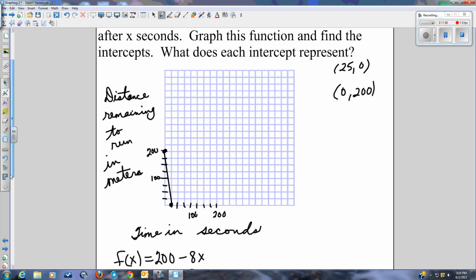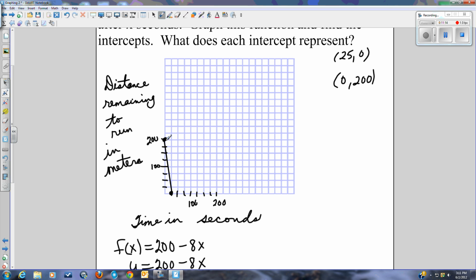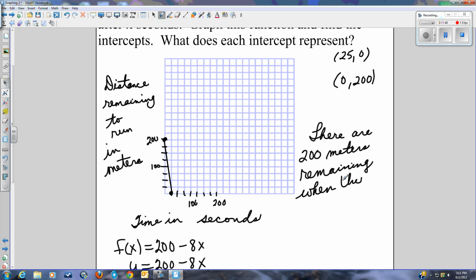And now we're asked to interpret those x and y intercepts. What do they represent? Well, this means that there are 200 meters remaining at 0 seconds into the run. Okay, that's your y-intercept. So there are 200 meters remaining. Now that's at 0 seconds into the run, which is when the race starts. So in more common language, we'll say there are 200 meters remaining when the race starts.